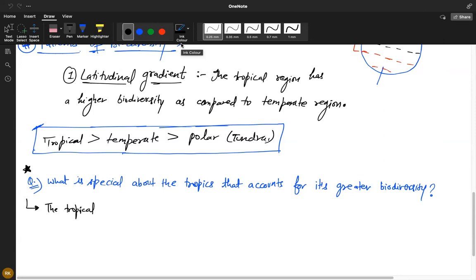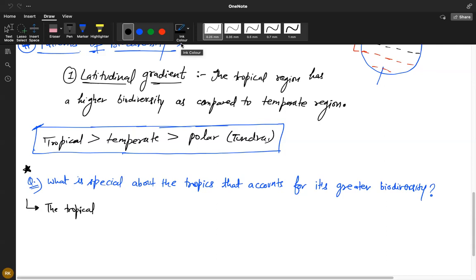So the tropical environments are less seasonal or less fluctuating and more predictably constant. You can predict better. More predictably constant.